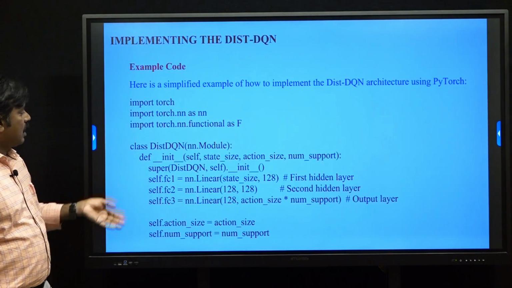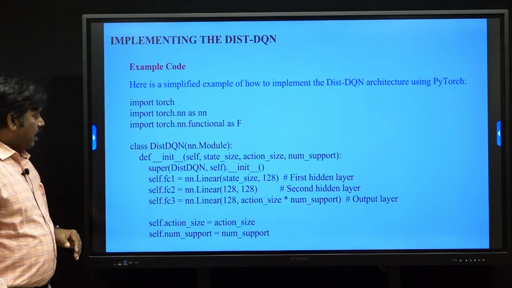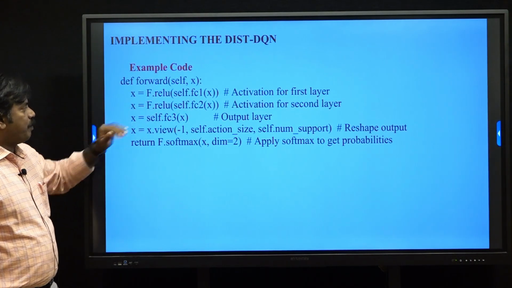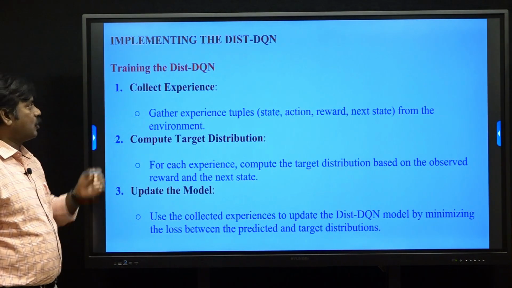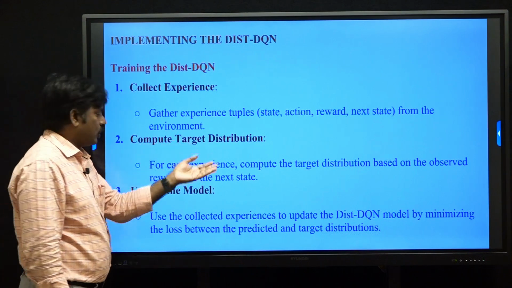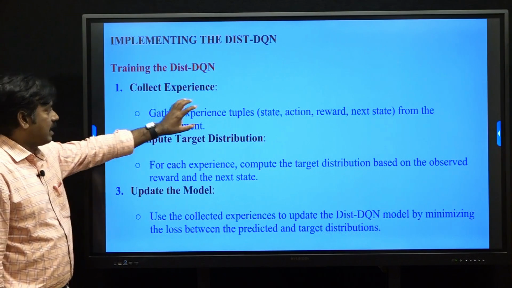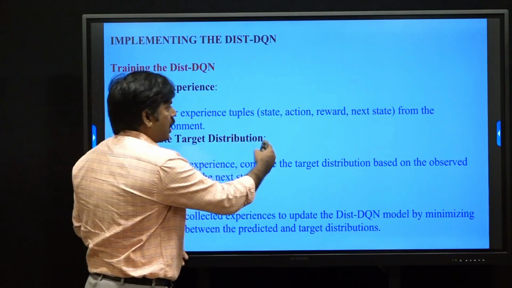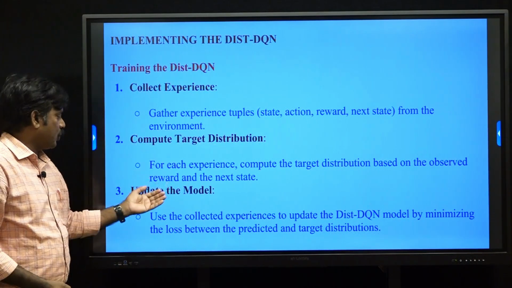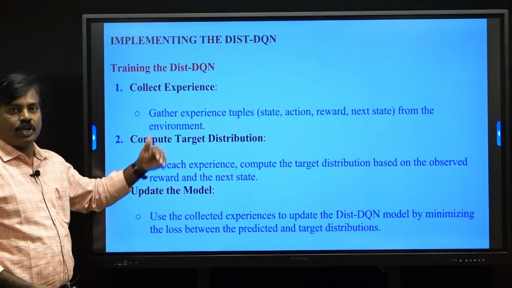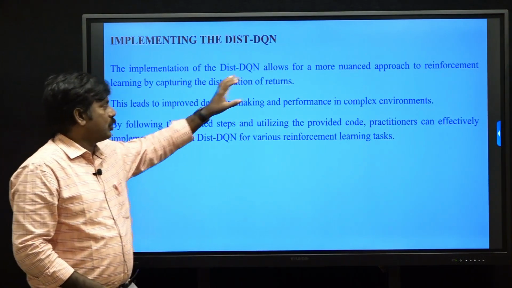In the example code, the first step is to define the neural network, and the next is the forward pass. The next is to train the distribution: collect the experience, compute the target distribution and update the model. We collect experience by gathering tuples of state, action, reward and next state from the environment, then compute the target distribution and update the model in order to reduce the loss. So this is the implementation of the distributional DQN.